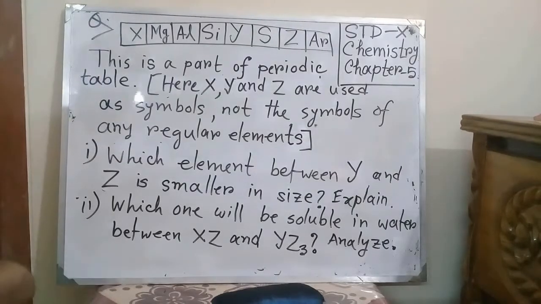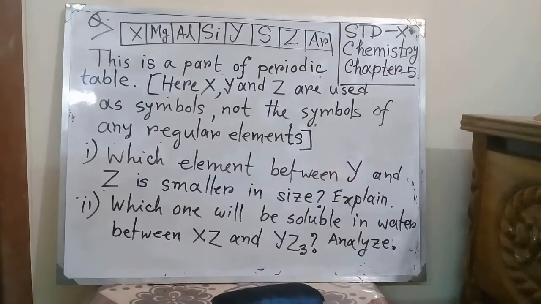The first question is, which element between Y and Z is smaller in size? Explain. Number 2, which one will be soluble in water between XZ and YZ3? Analyze. Okay, so we'll start question number 1. Which element between Y and Z is smaller in size? Explain.